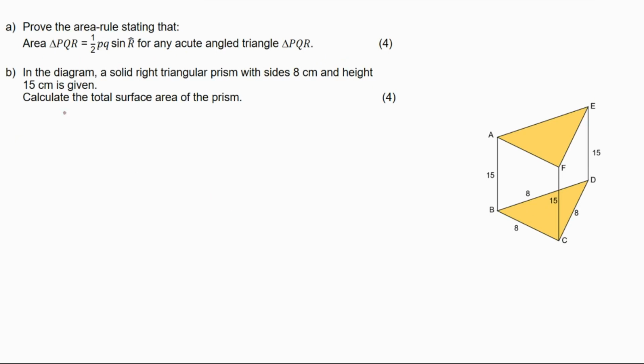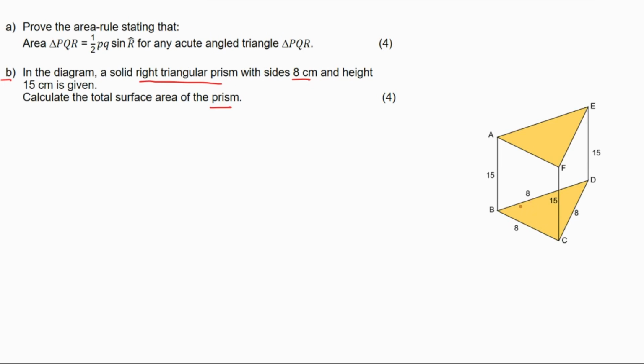Welcome back. Let's do question 7b. In the diagram, a solid right triangular prism with sides 8 centimeters and height 15 centimeters is given. Calculate the total surface area of the prism. Alright, how can we find the surface area of this prism?